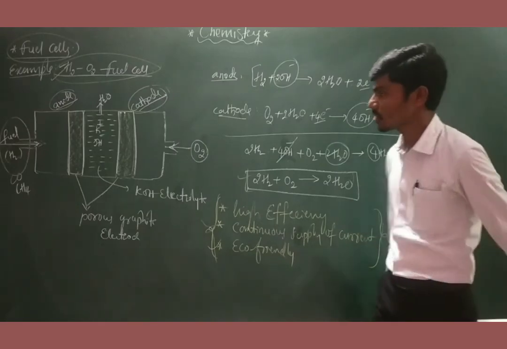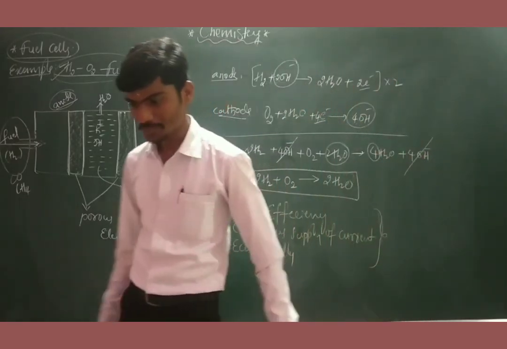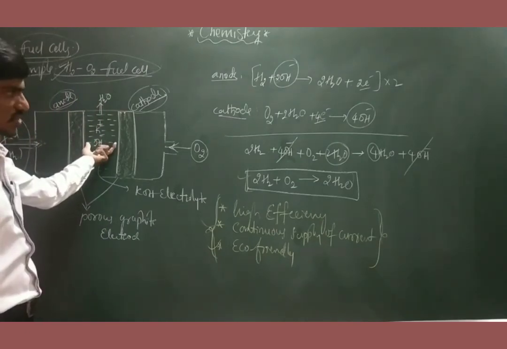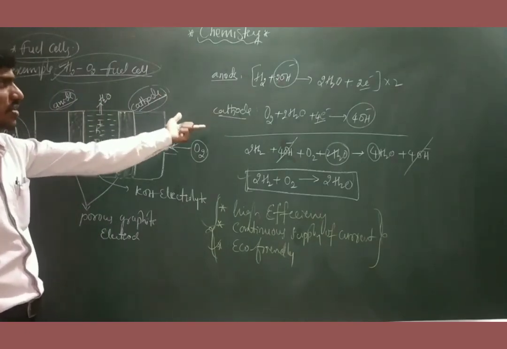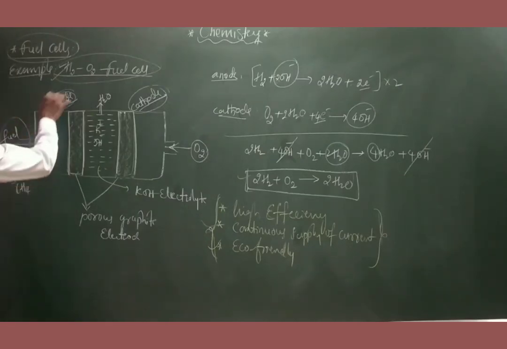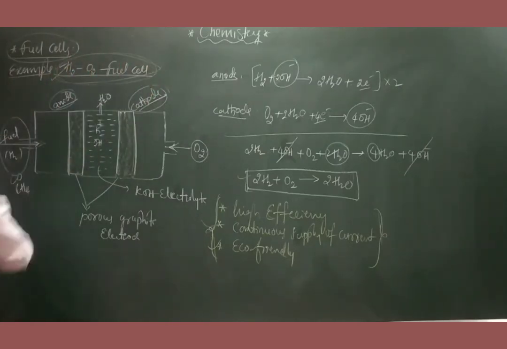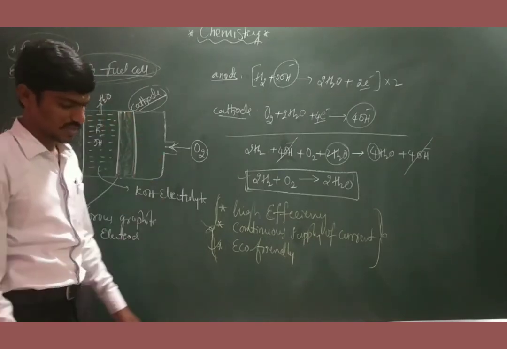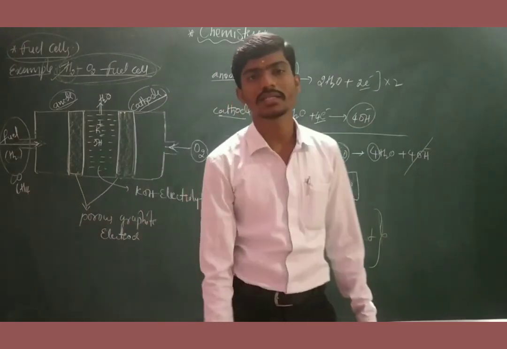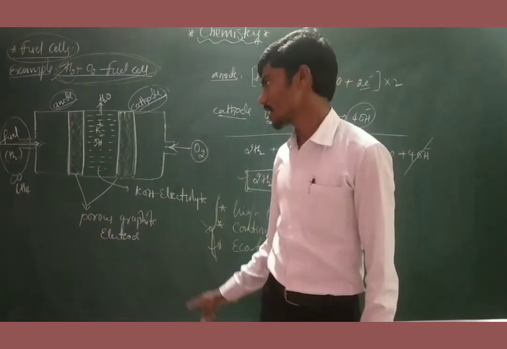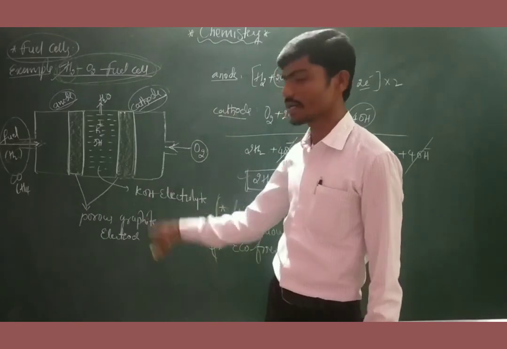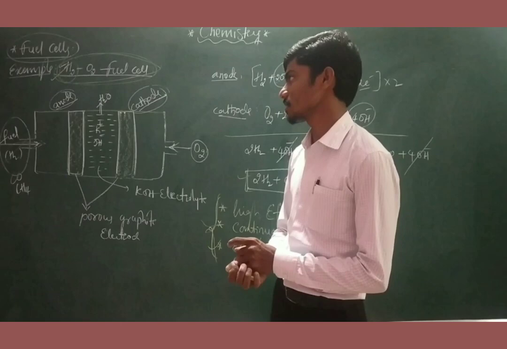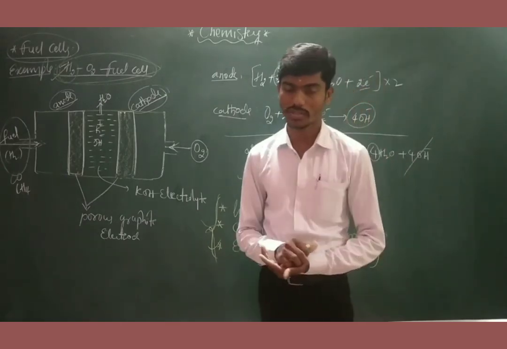So this is about fuel cells. A simple concept here: its construction and working. Working means the reactions you need to take. Particularly here we have considered the hydrogen oxygen fuel cell. Instead of hydrogen, you can take any fuel. At the anode, the fuel gets oxidized, and at the cathode, oxygen gets reduced. The overall equation you can write. This is about fuel cells, particularly hydrogen oxygen fuel cells.